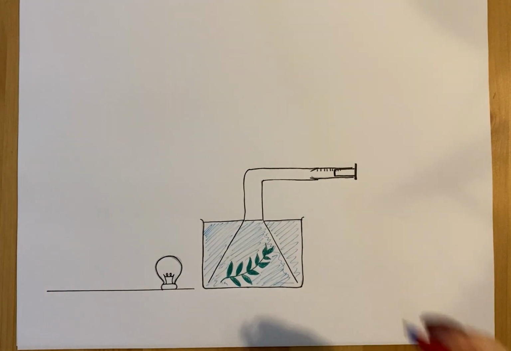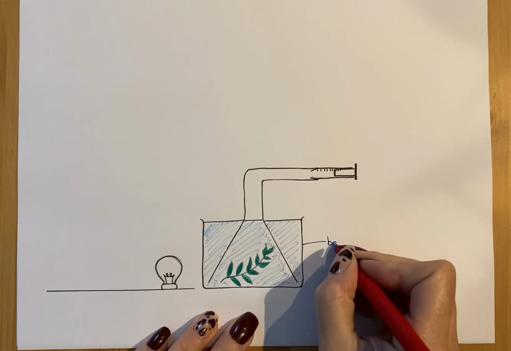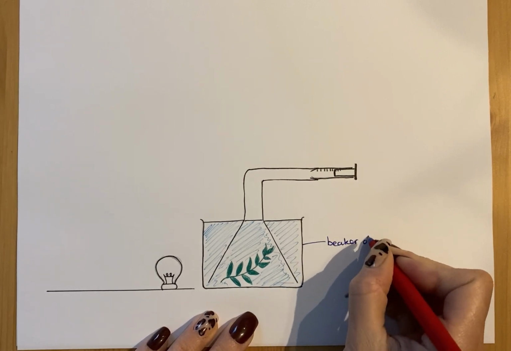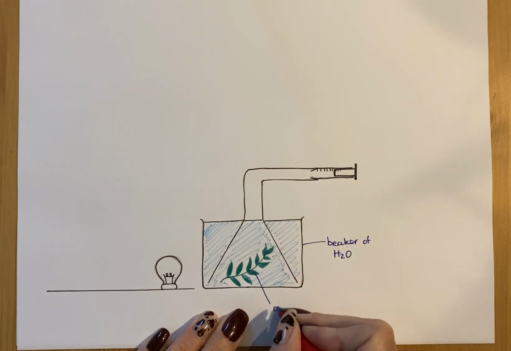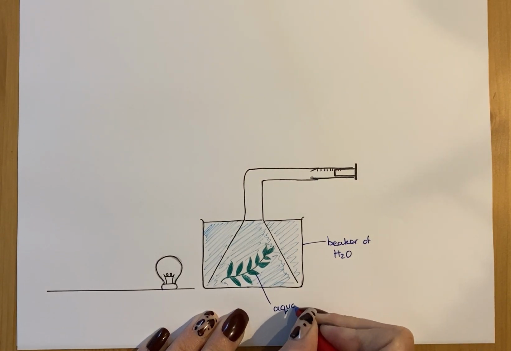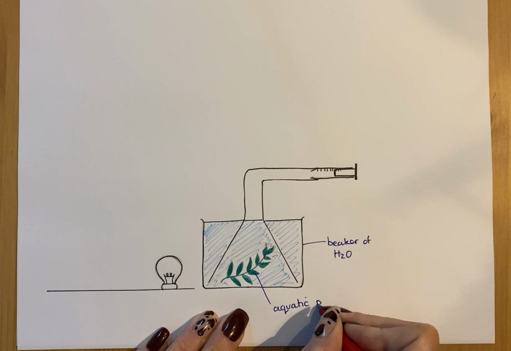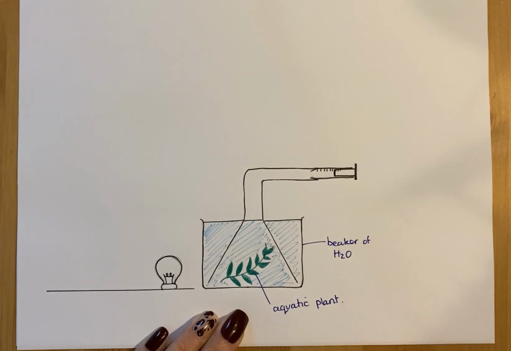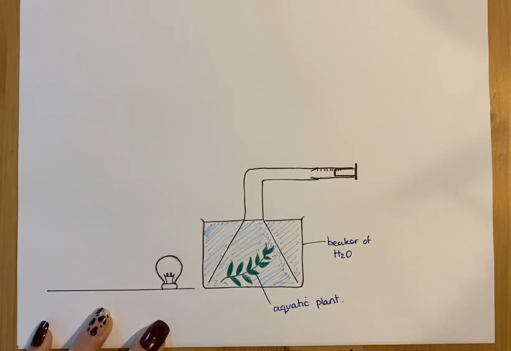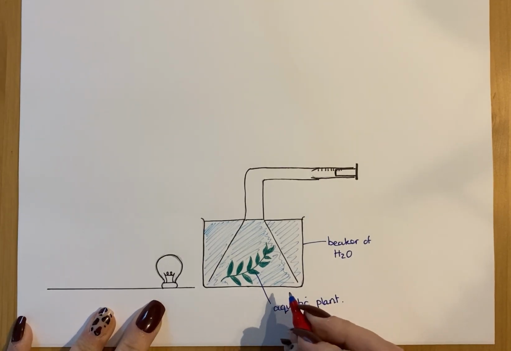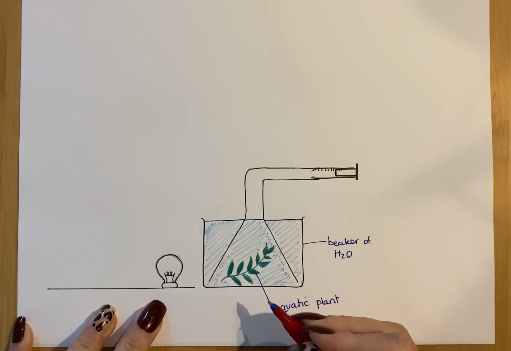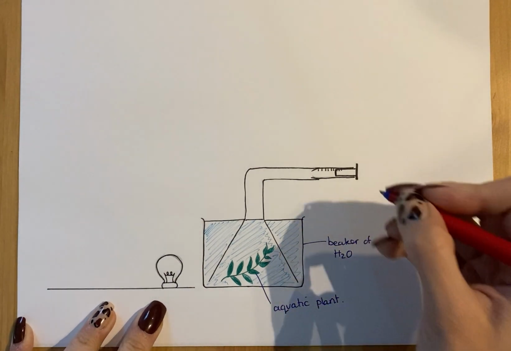Right, now this is a beaker of water. Okay, this is an aquatic plant. Now, there's plenty of different species they use. Sometimes they use one called Cabomba. There's loads and loads of species. So in the example, if they give you one in the exam, they would just name it and it wouldn't really matter.